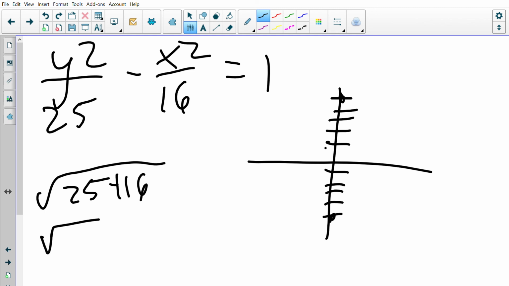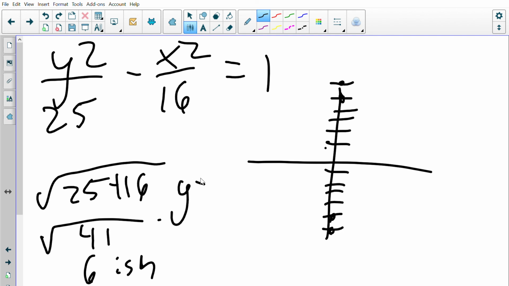So I get the square root of 41, which is 6-ish. So let's go to 6-ish. And there's my foci, 6-ish. Okay? And then my equation is still b over a. And then b is still the second term. Square rooted is 4. Square rooted is 5, plus or minus.